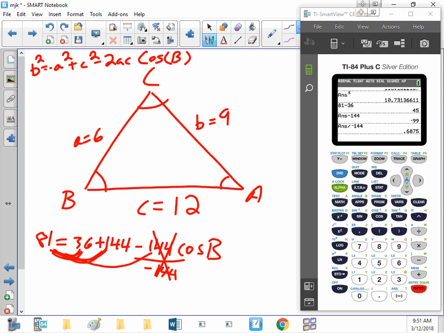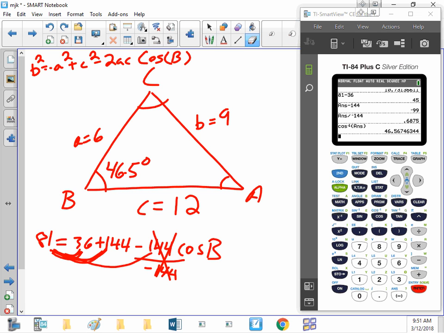How do I know that 0.68 is a good number? It's less than 1. Now I do the inverse. So cosine inverse of the answer, and I get angle B is 46.5 degrees. Okay? Now what? Do the same thing for A, but the law of cosines is harder than the law of sines.